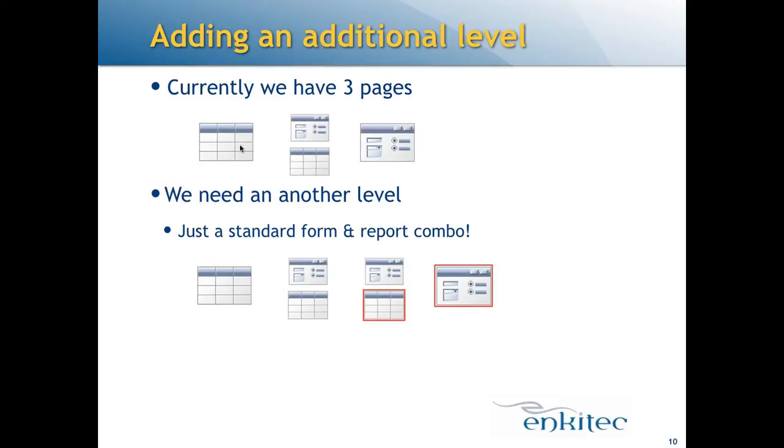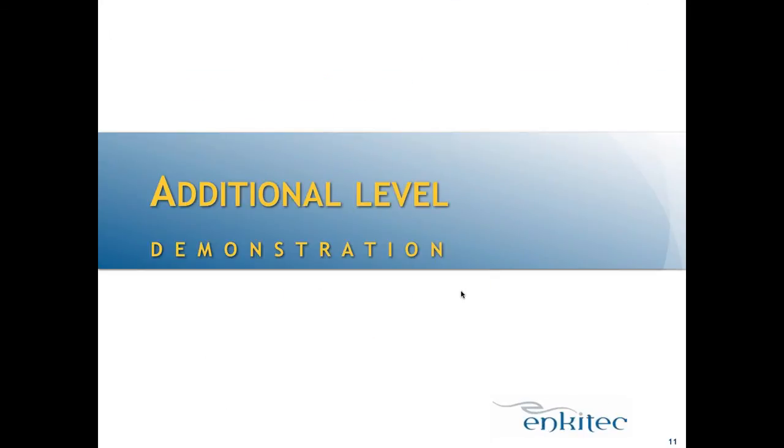You may already spot a pattern in here. We go report to form, report to form. So to add another level in our form here, all we really need is another report to form and a 4th page. And we can add that very easily in Apex just using a standard form and report combo. So let's take a look at adding our additional level.